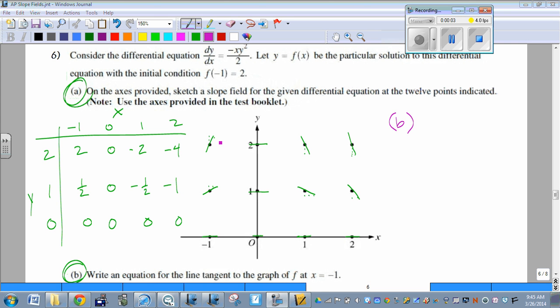For part A, we have our slope field here. Whenever x is 0, the slope is going to be 0. Whenever y is 0, slope is going to be 0. You can kind of see that from our equation. Then we have to figure out the other ones by plugging them in. So your slope field should look something like this.